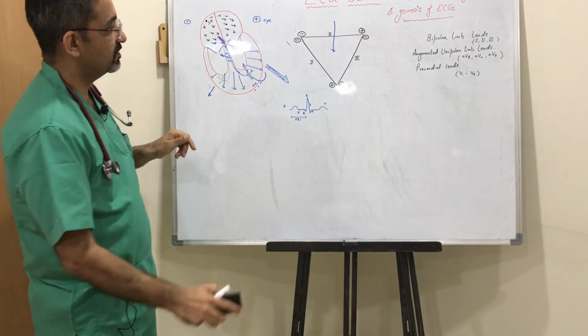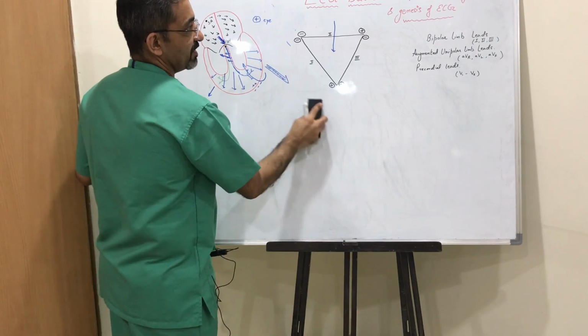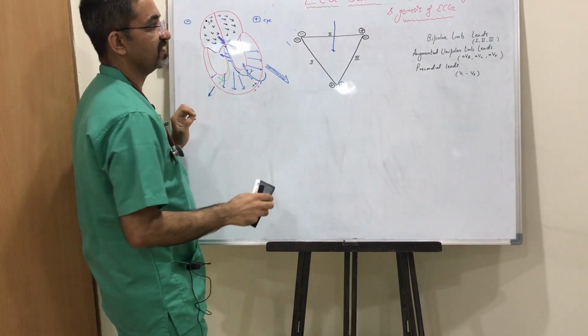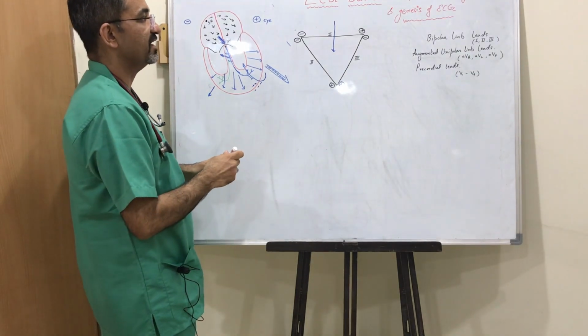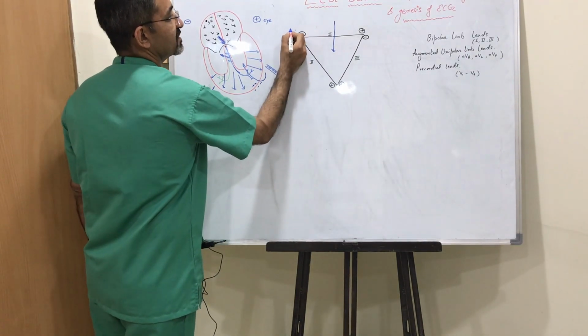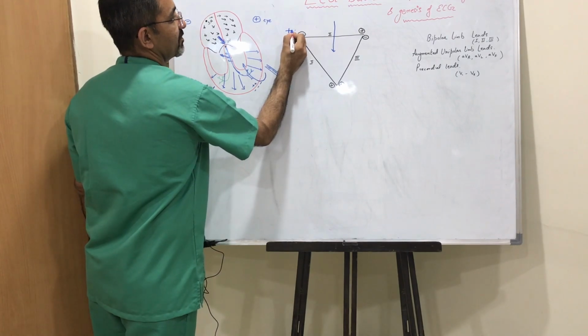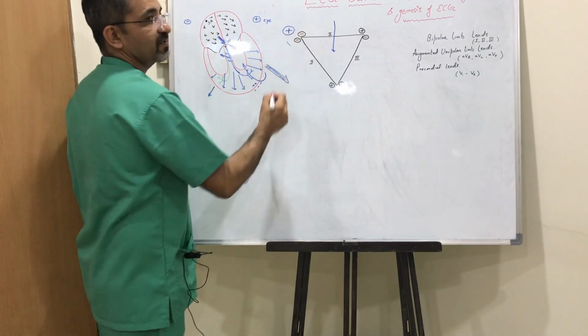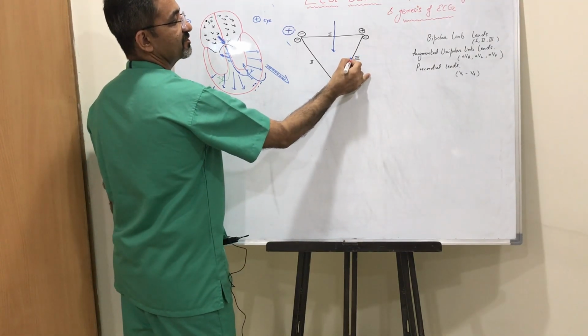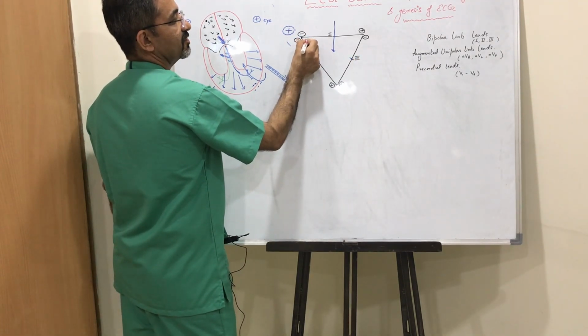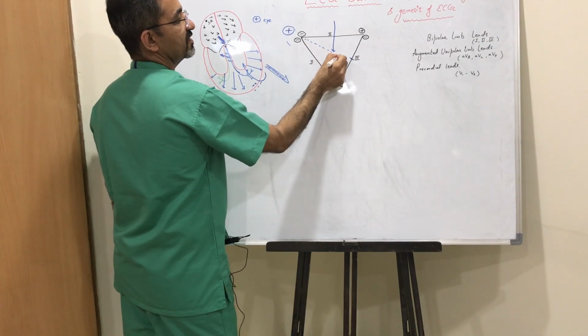Then you have unipolar augmented limb leads, which are known as AVR, AVL and AVF. Now what is AVR exactly? AVR means you have a positive electrode on your right arm and you have a mean of the negative electrodes which is here. So this is your AVR.